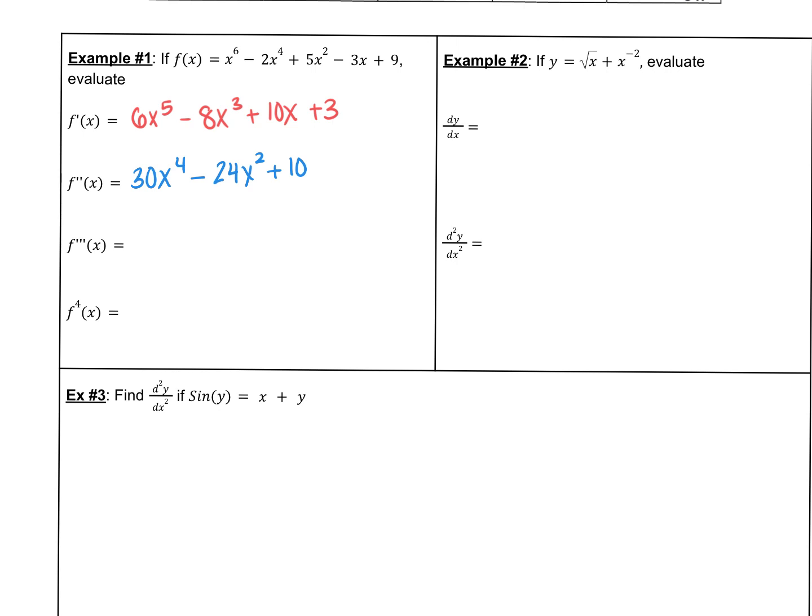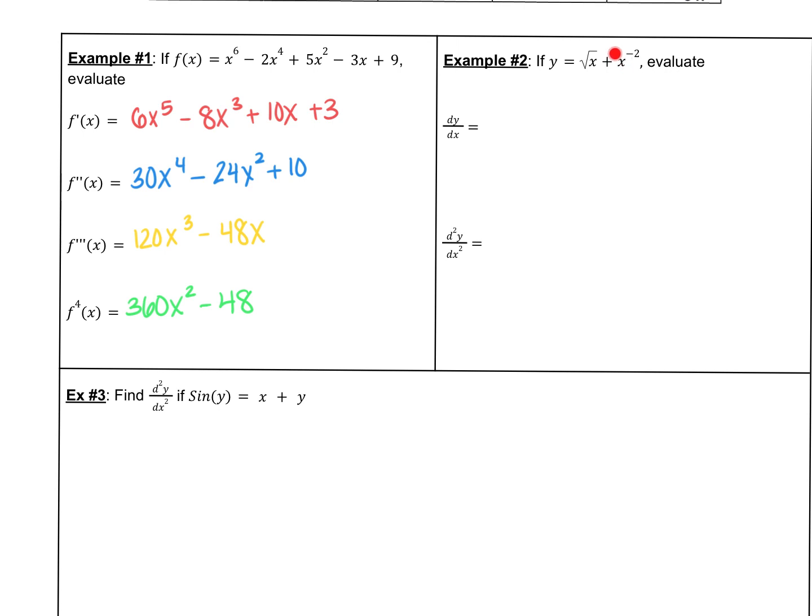Third derivative means take the derivative of the derivative, or the second derivative. So 30 times 4 is 120, x to the third, minus 48x, and then the derivative of your constant is 0. And last but not least, we could take the derivative of this. 120 times 3 is 360, x squared, minus 48. So taking higher order derivatives, not too bad.